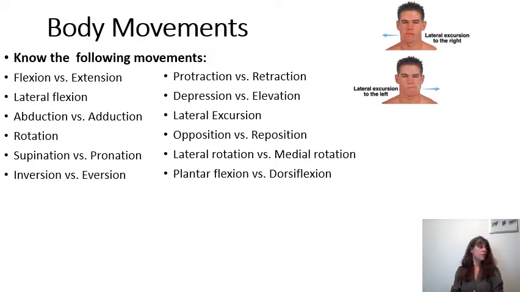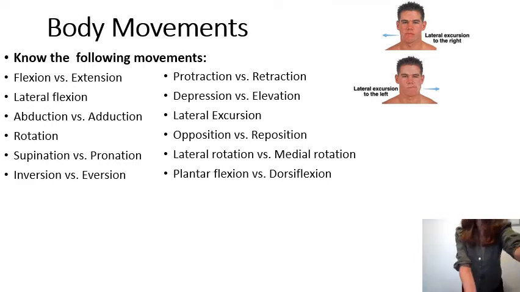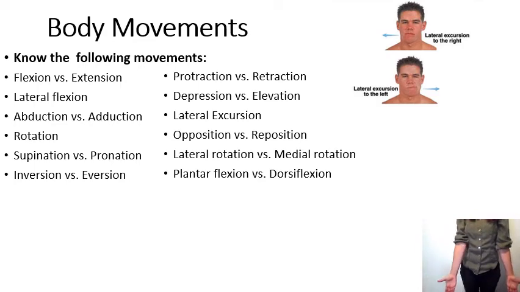Rotation is moving a bone around its long axis. Supination is easy to demonstrate if you remember anatomic position. Hands are at the sides, palms are facing forward. This is supination. It actually describes the radius and ulna and how they're positioned together. Pronation, if I rotate this way, that would be pronation. So supination, pronation.